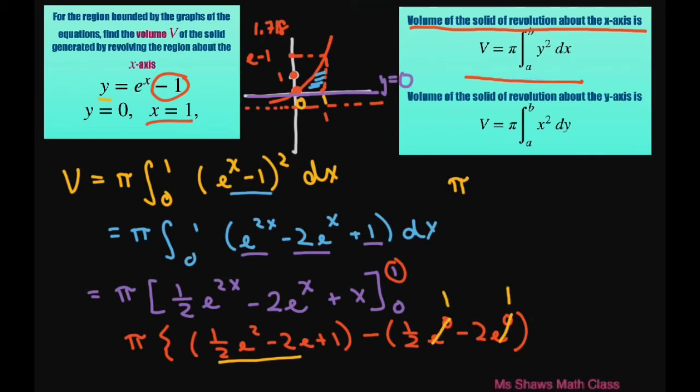So when you put everything together, you're going to get 1/2 e squared, and then you're going to have your minus 2e, and then we have to do this. We have 1 minus 1/2 plus 2. So that's going to end up being 5/2.